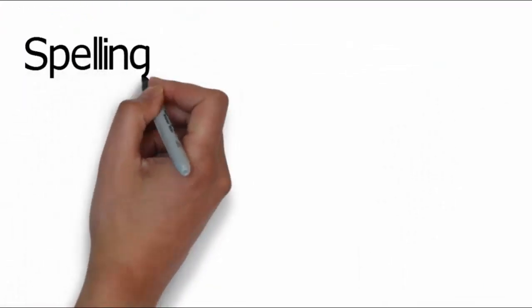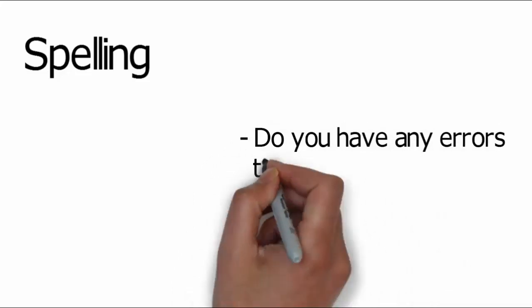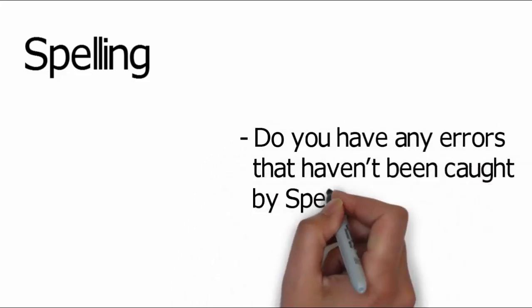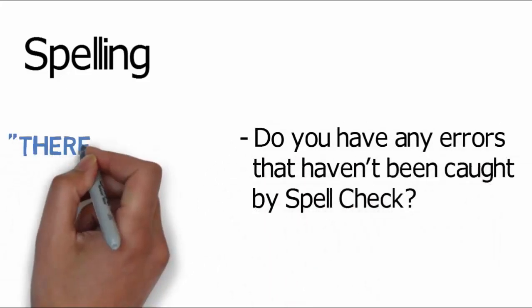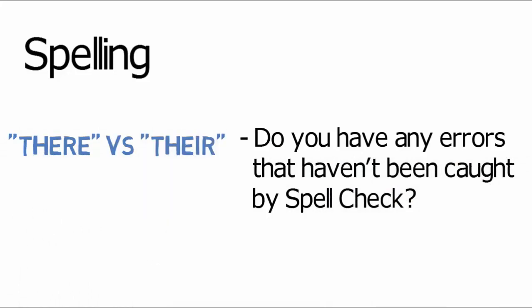Lastly, for proofreading, you want to fix your spelling errors. This is a final and important polishing step. Do you have any errors that haven't been caught by spell check? For example, there and their are words that are often confused, or except and accept. Pay attention to the details.